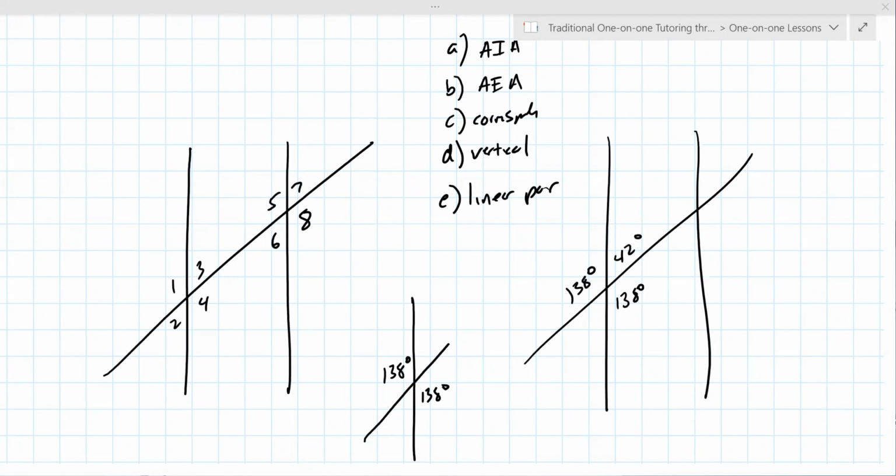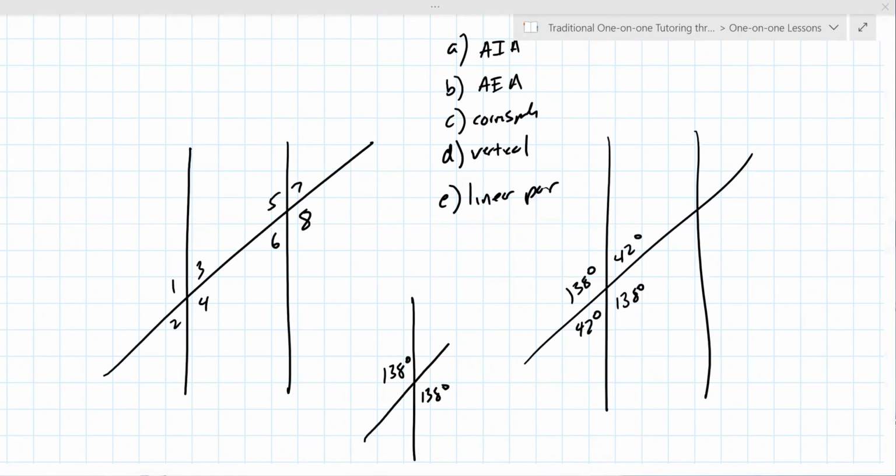And 120. And those would also be congruent. So what are the only two numerical values, the only two answers in this problem? 120 and 60. Yes. And that's always the case.